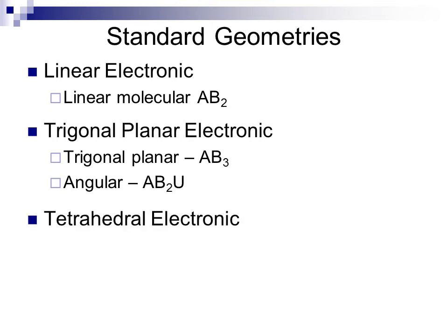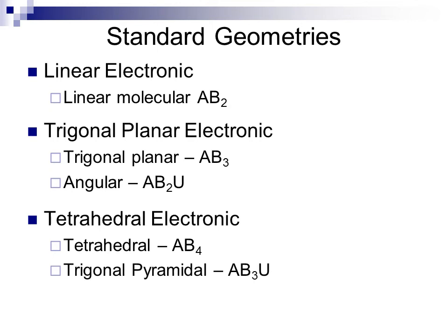Lastly, for the tetrahedral electronic geometry, we have the tetrahedral molecular geometry if all of the electron densities are bonding regions, the trigonal pyramidal molecular geometry if one of the electron densities is a non-bonding region, and angular if two of the electron densities are non-bonding regions.